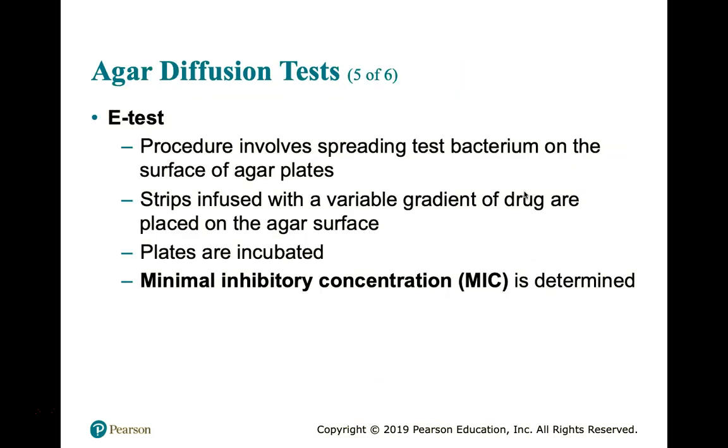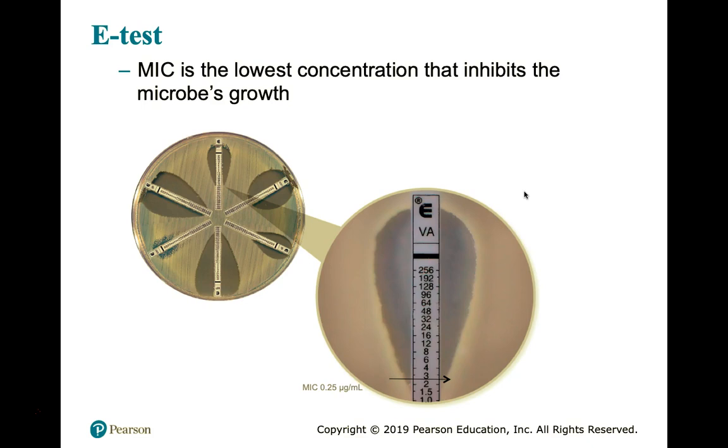Another way to do this is an e-test. I'm going to skip that slide because you can read it, and I'm just going to show you what it looks like. The first one was disc diffusion. This one is called the e-test or the epsilon test. And basically, it does almost the exact same thing as the disc diffusion test, except it has varying concentrations through the whole test strip.